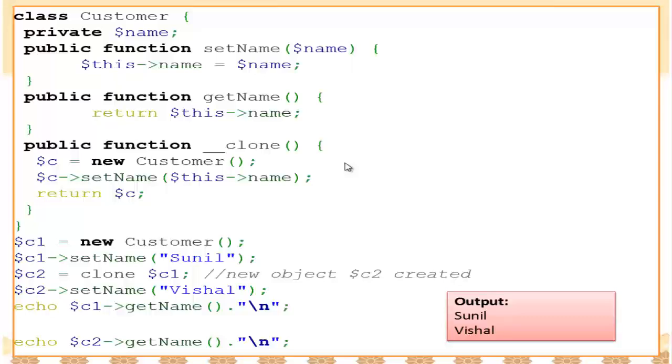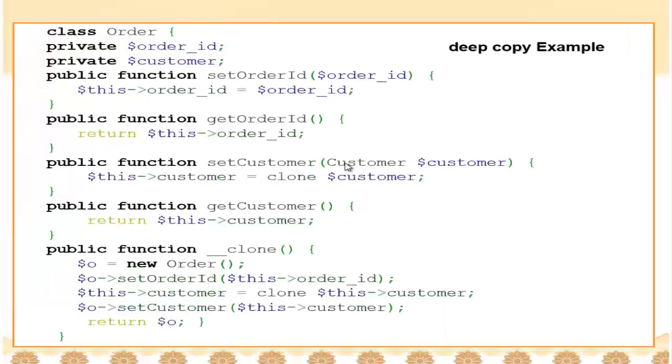So if you say C1 get name, it's going to be Sunil. C2 get name, it's going to be this one. Okay. Now this is called bit copying.